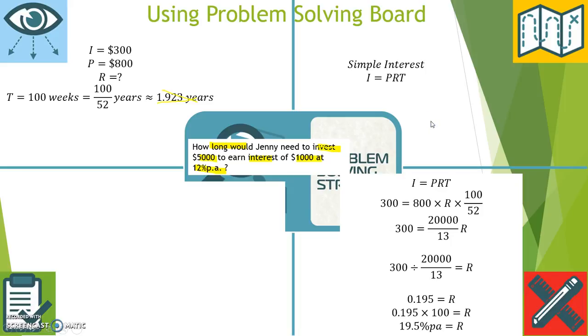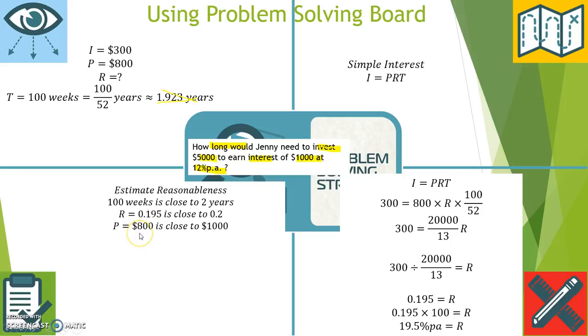So let's check how we can check our reasonableness of the solution. This time we're going to take our 19.5% and these values here and check that it gives us about $300. So the first thing we're going to do, 100 weeks is just under 2 years as evidenced by that decimal number. So we're going to round it to 2 years to make that calculation a bit easier to do in our head. 0.195 is close to 0.2. 0.2 is a fifth. So if you divide by 5, it makes it a nice easy calculation as well. And our principal, we could leave it as 800, but I'm going to round it to 1,000 as well. So we're going to use these three numbers and quickly check, does that get me a number close to 300?